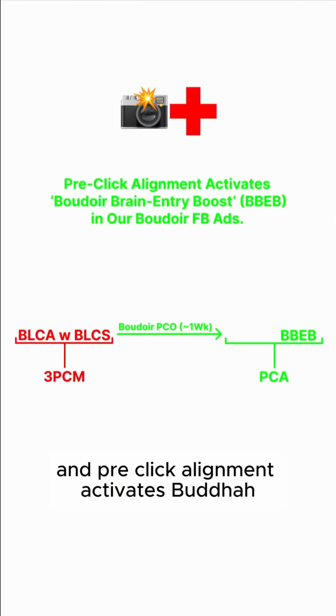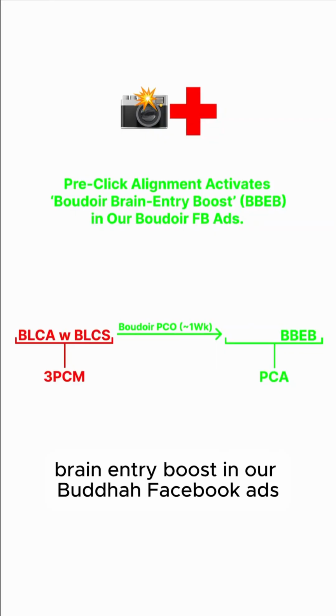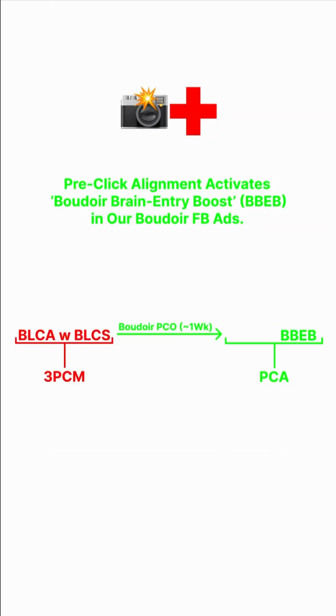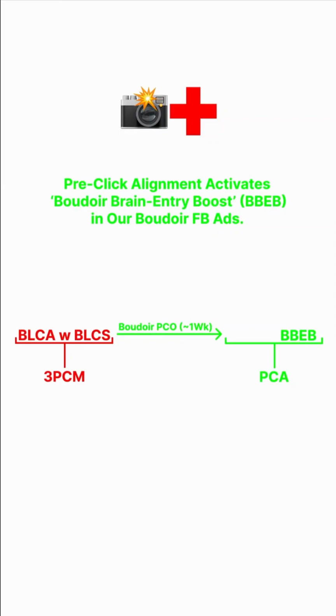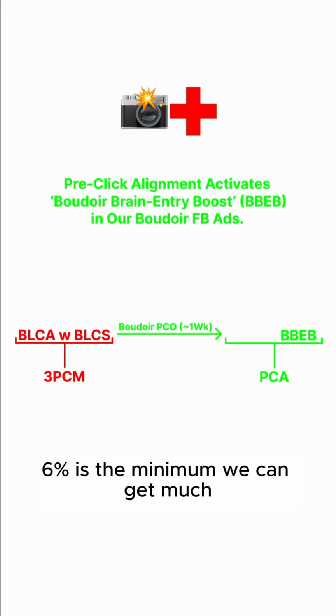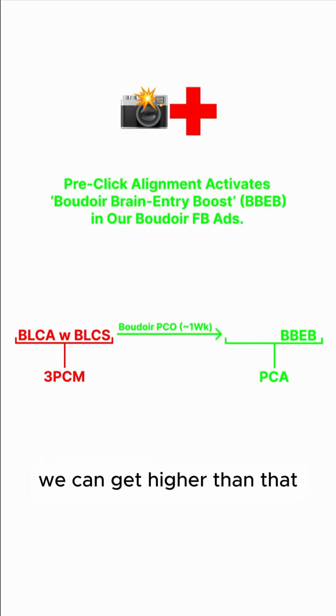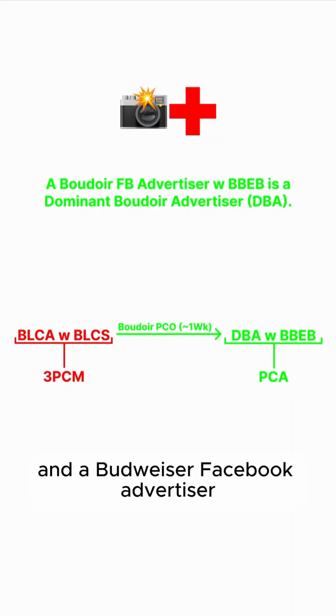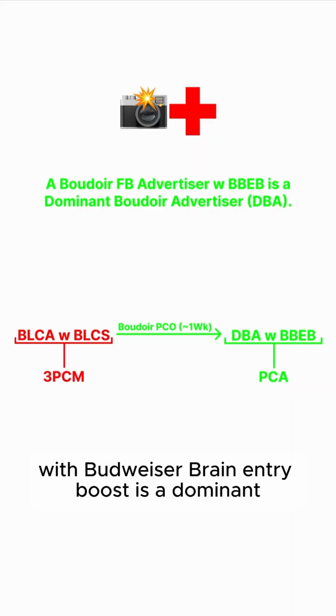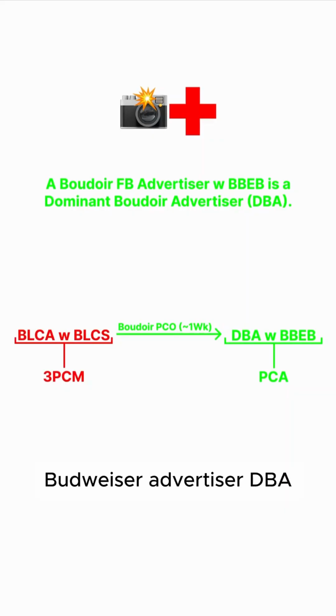And pre-click alignment activates Boudoir brain entry boost in our Boudoir Facebook ads. Basically, we got our unique CTR above 6%. That's where we need to be; that's literally the minimum. 6% is the minimum. We can get higher than that, but we need 6% as a minimum. And a Boudoir Facebook advertiser with Boudoir brain entry boost is a dominant Boudoir advertiser, DBA.